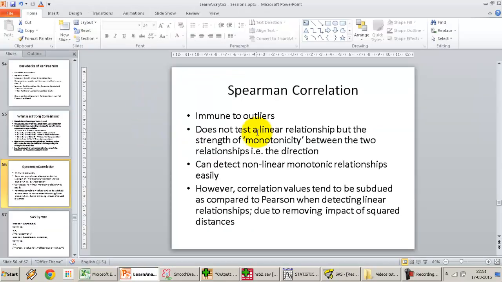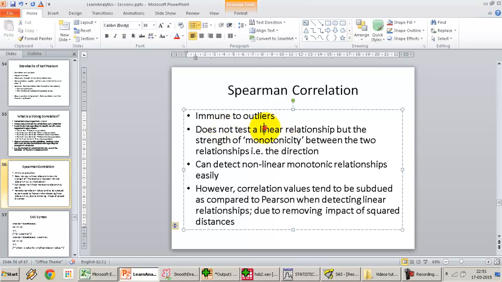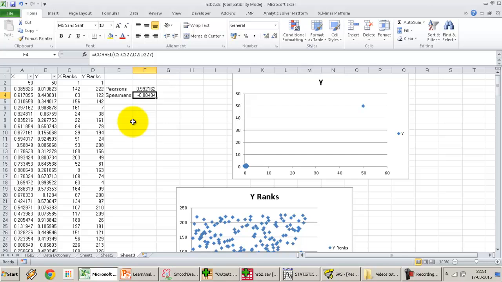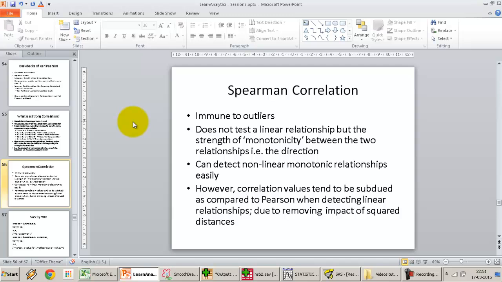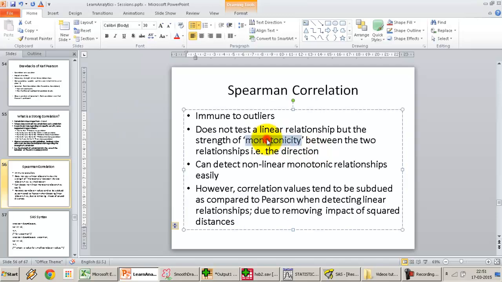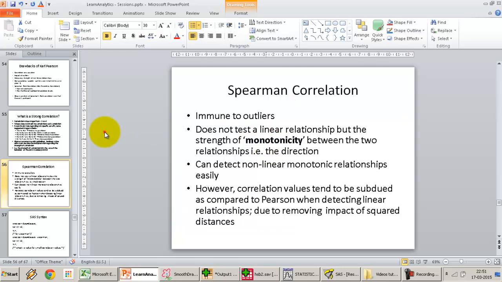However, it does not test a linear relationship between the two variables. When I convert it into ranks, it is not testing the strength of the linear relationship anymore. So Spearman is not testing the linear relationship between two variables. It's only testing the strength of monotonicity. This is a very big word, monotonicity. What it essentially means is it is testing the direction of the relationship, that is, how strongly the relationship is either direct or inverse.